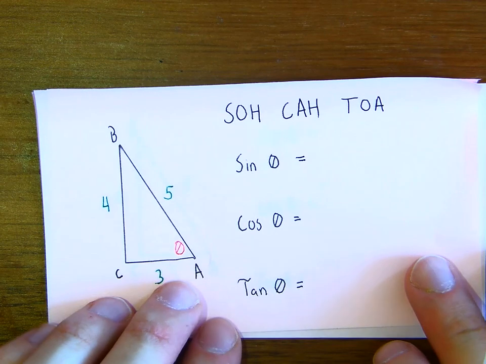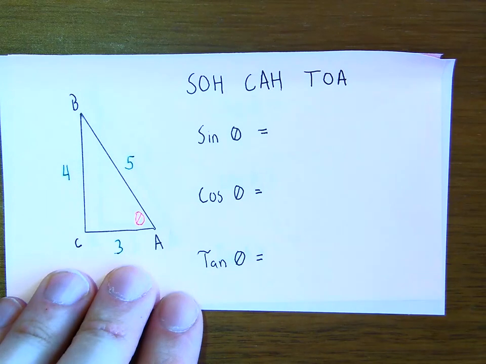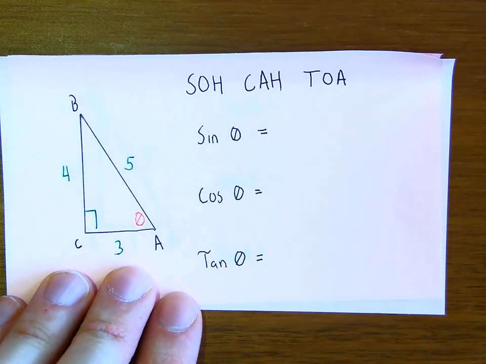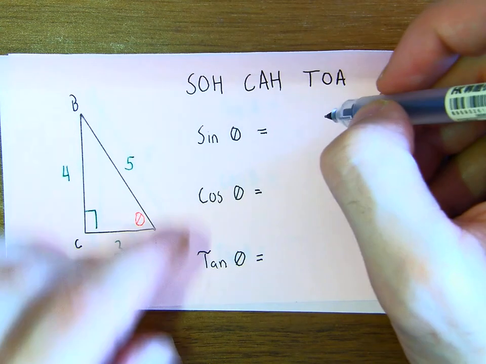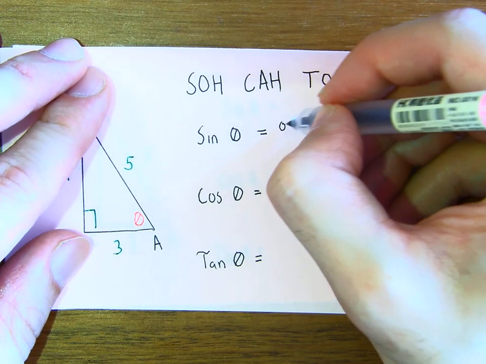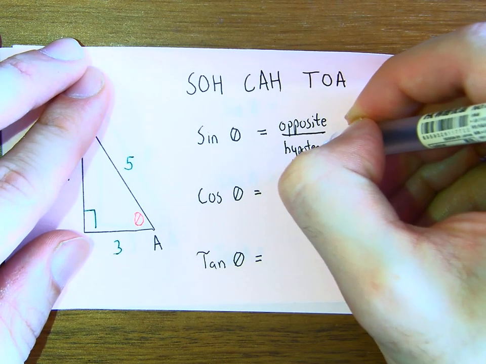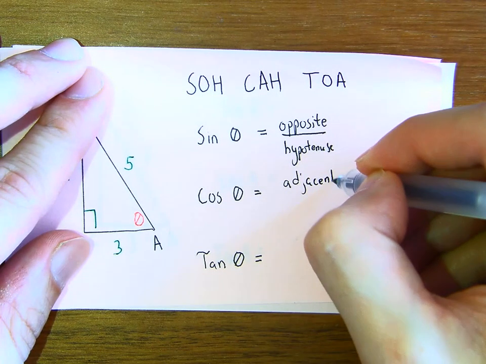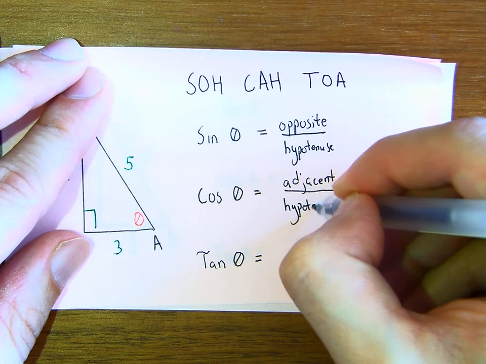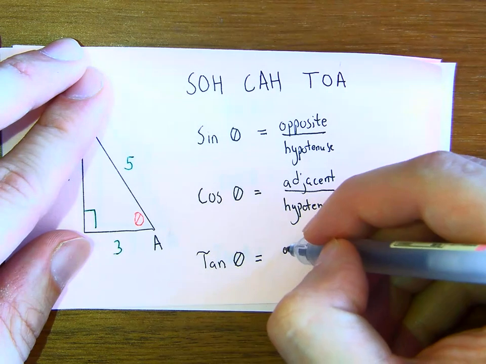Now, something we need to go over very quickly: if we have this representation of a right triangle, and my bad, let me make the right angle over here, let's remember SOHCAHTOA, because this will be very important. Sine of theta, what does this SOH represent? Opposite over hypotenuse. What about the CAH over here? Cosine represents adjacent over hypotenuse. And the TOA represents opposite over adjacent.